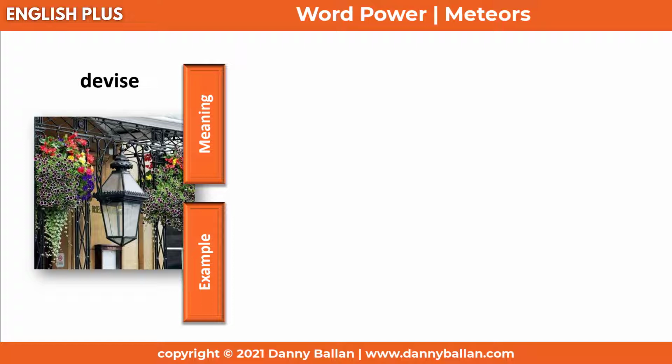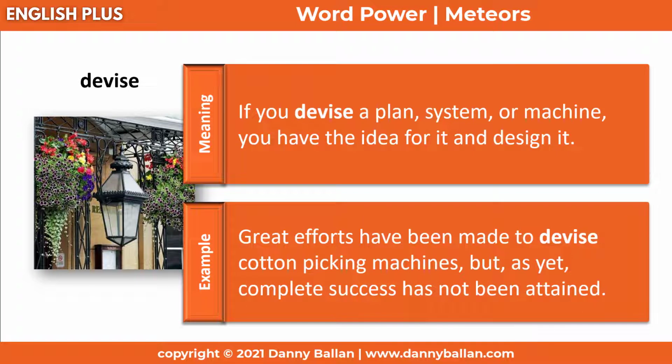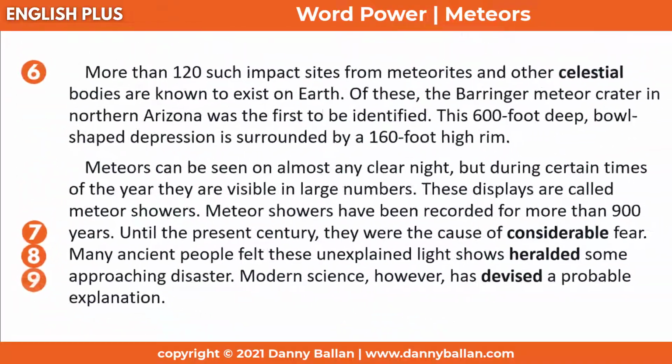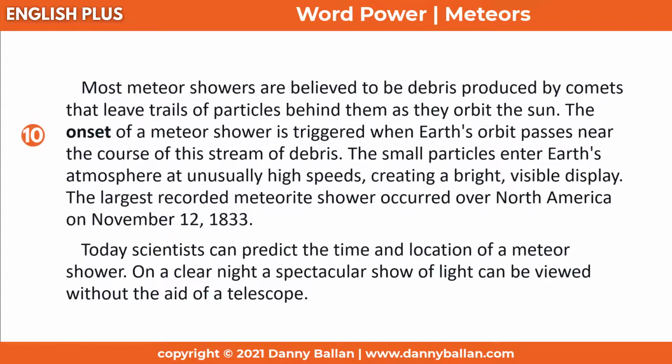What does it mean? If you devise a plan, system, or machine, you have the idea for it and design it. So that is to devise a probable explanation. It can be an explanation, it can be a plan, it can be a system, it can be a design. That is to devise. For example, we can say, great efforts have been made to devise cotton picking machines, but as yet, complete success has not been attained. So that was devise.